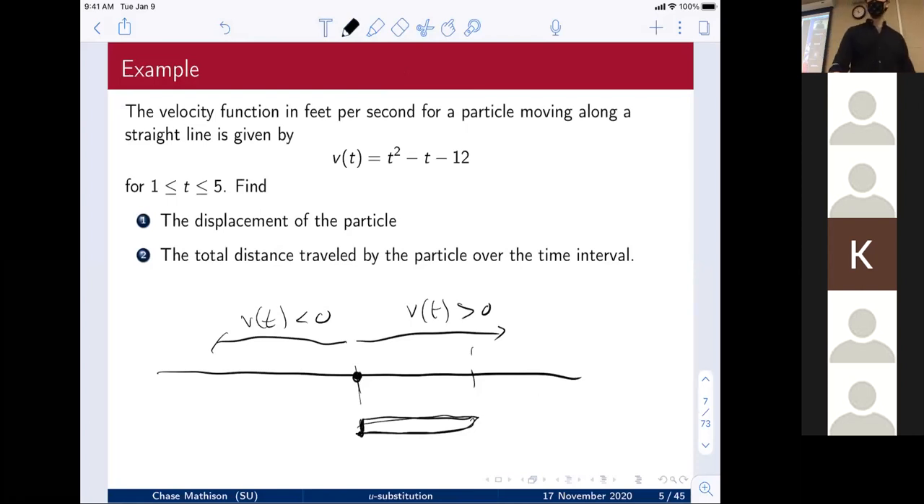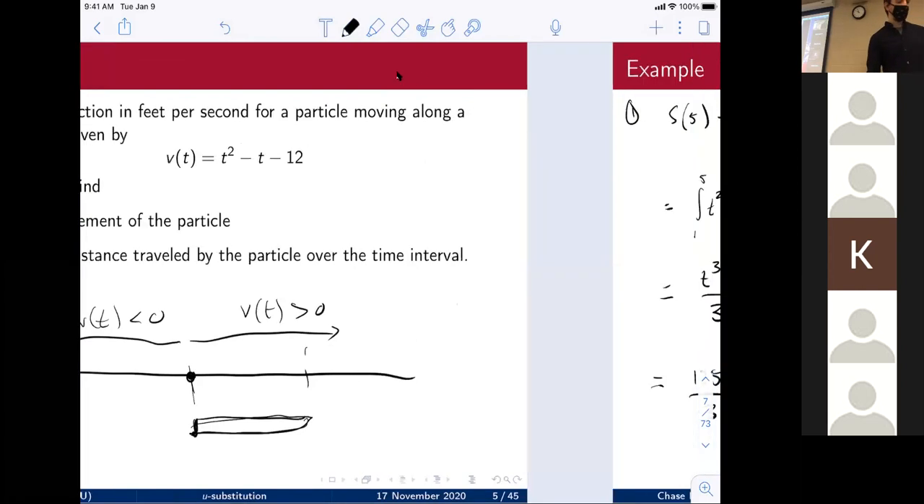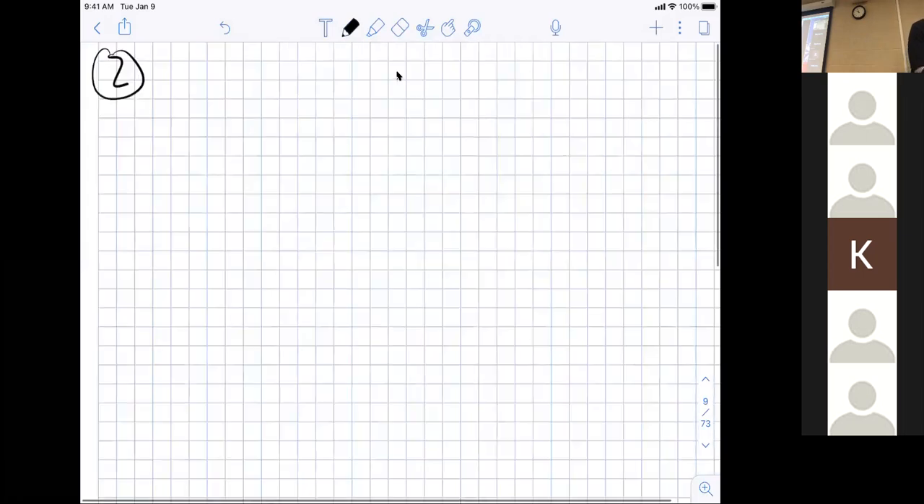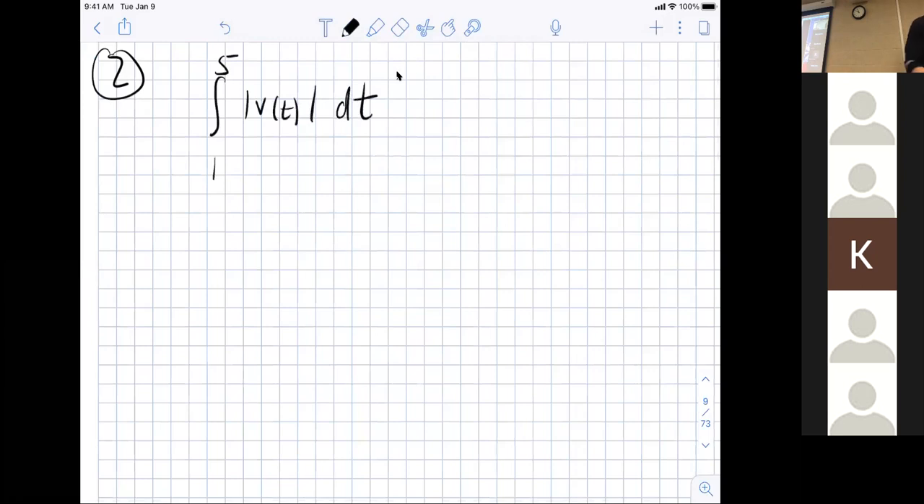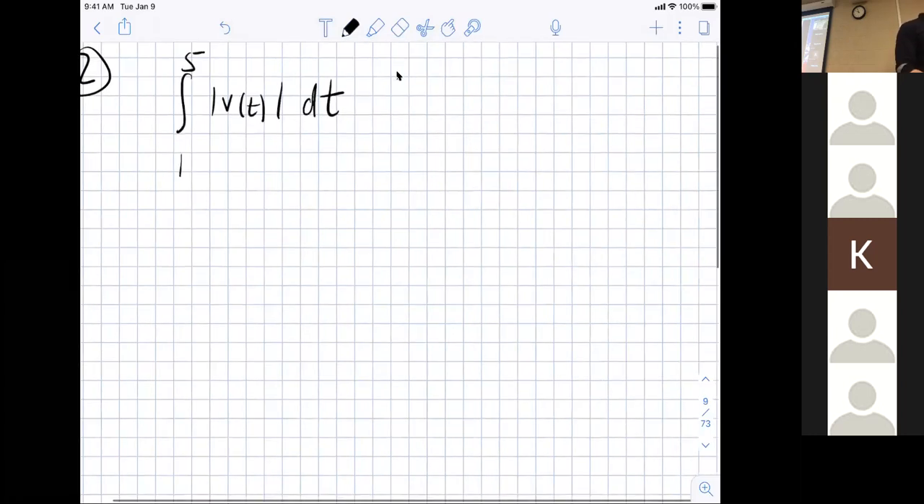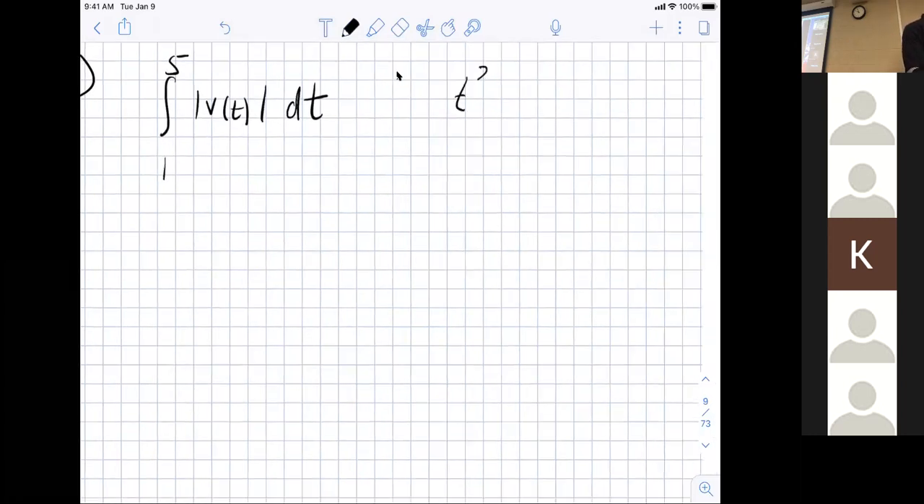So in order to find the total distance traveled, instead of integrating just v of t, we need to integrate from 1 to 5 the absolute value of v of t, which is also called the speed. Well, in order to look at the absolute value of v of t, we need to look at where t squared minus t minus 12, this is v of t, is equal to 0, so I can determine where it's bigger than 0 and where it's less than 0.